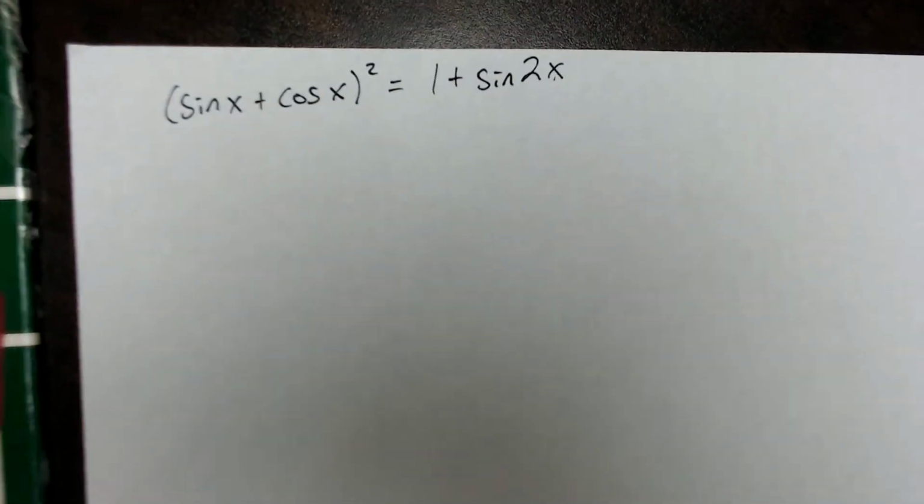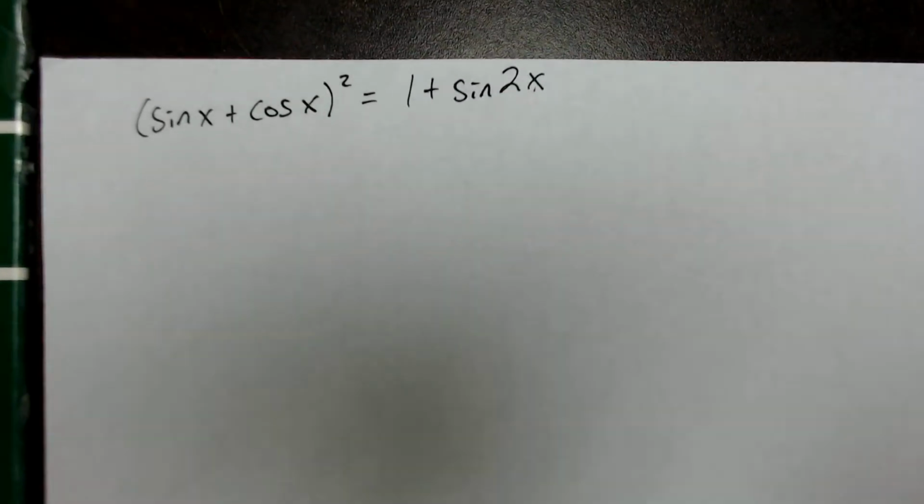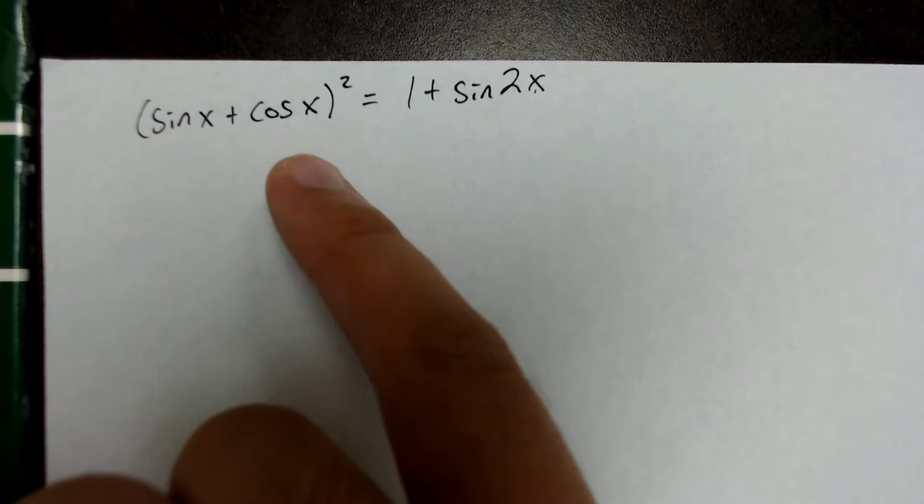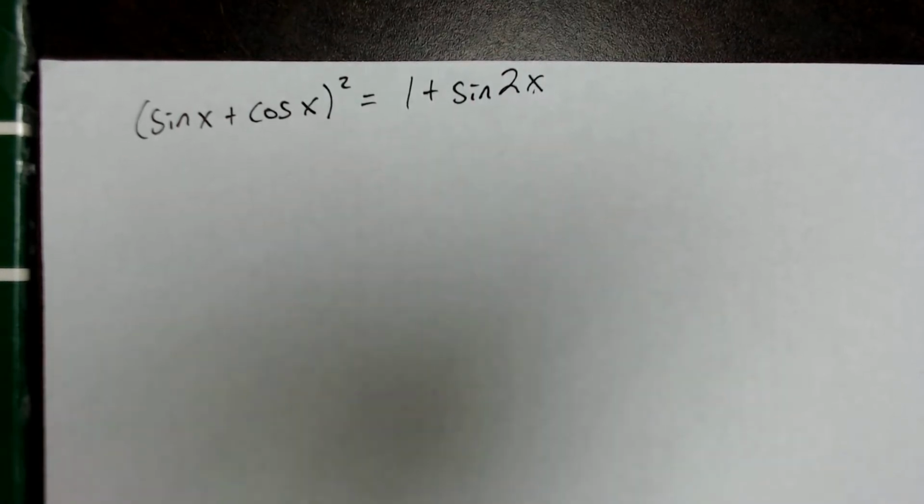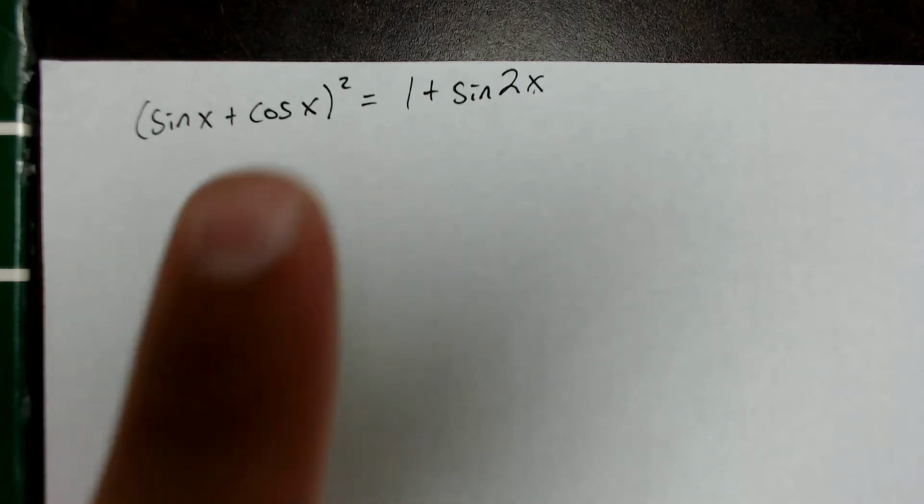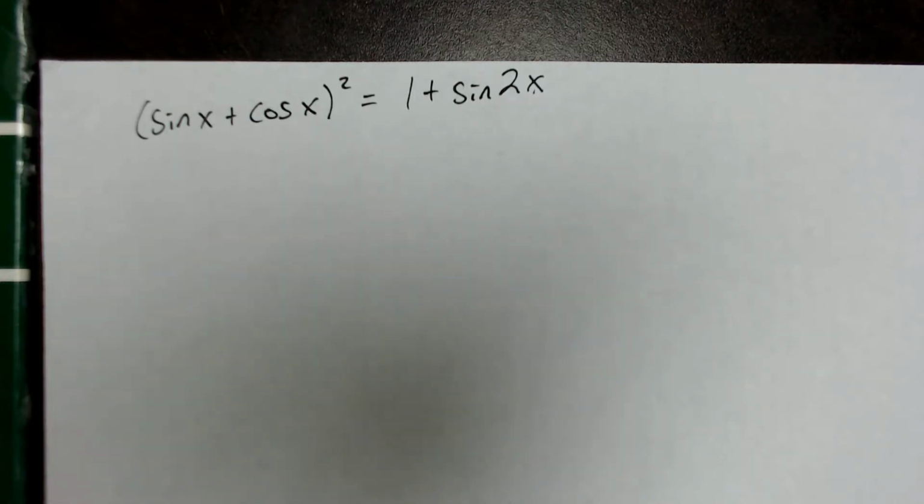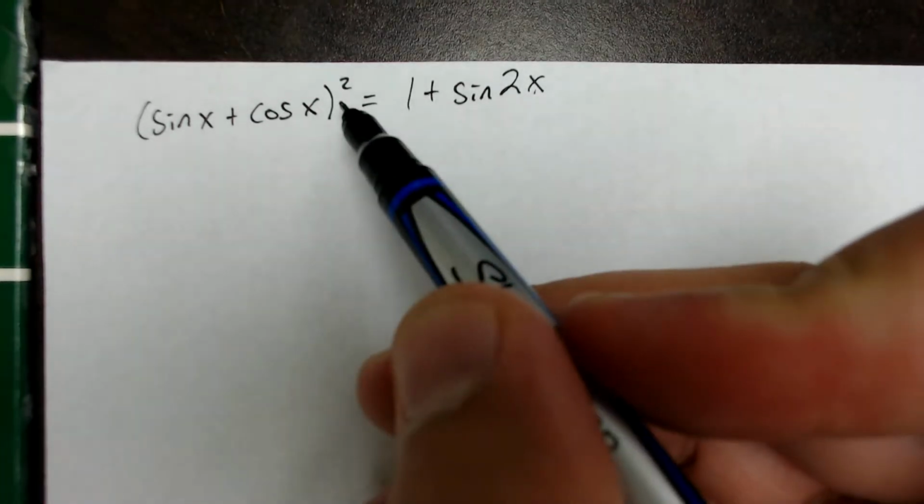So again, these are going to be our trig identity problems. We'll be using the rules of the game, and our goal here is to prove that (sine of x plus cosine of x) squared is equal to 1 plus sine of 2x. The first thing we can do, if you remember from the last lesson, is go ahead and FOIL this. We should already know this, but who knows? Maybe we forgot.